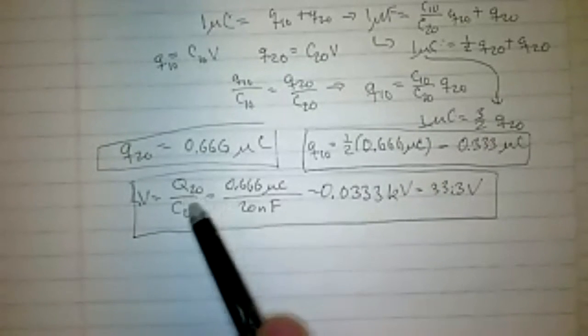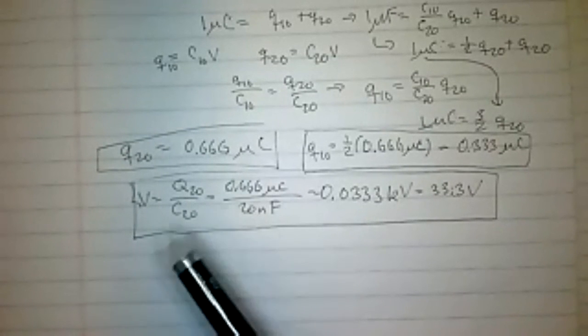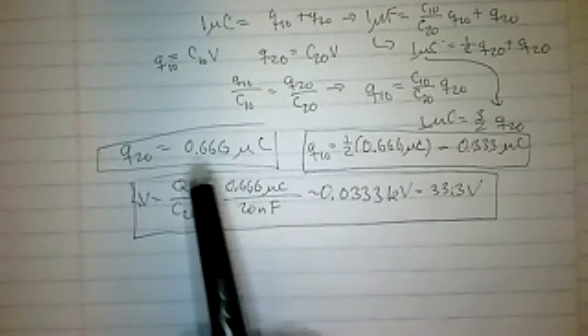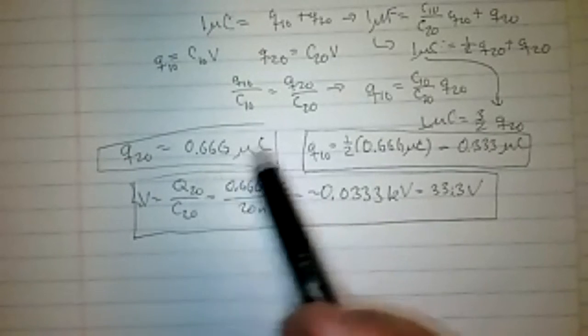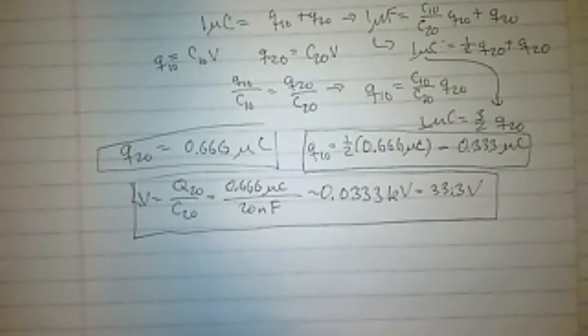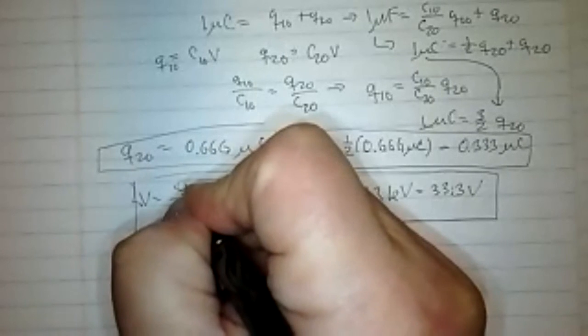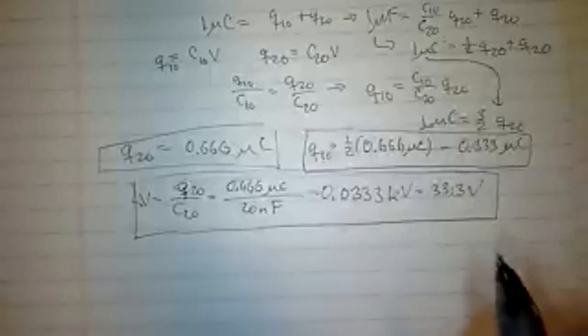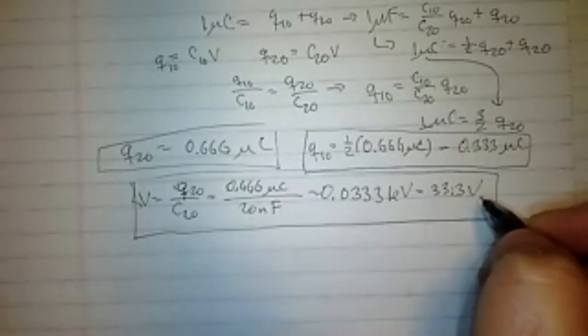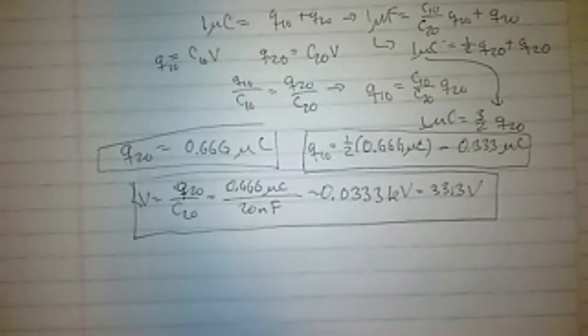Finally, I could calculate the voltage by taking Q20 over C20, or I could have taken Q10 over C10, and this should have been a lowercase q. Either one would have given me the same answer. So I took Q20 over C20 and got 33.3 volts. So that's the new voltage.